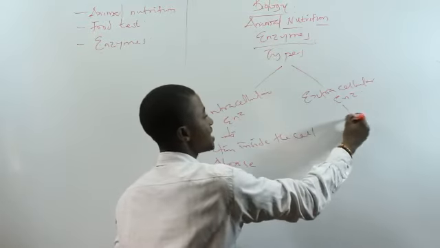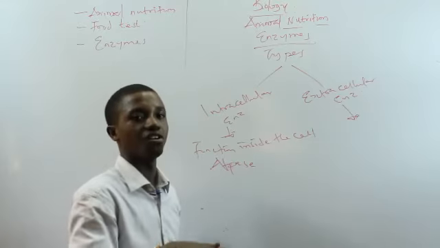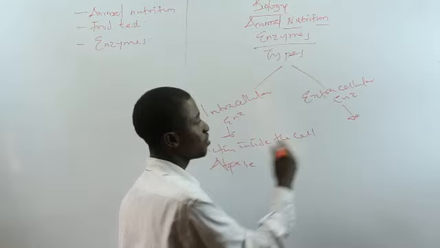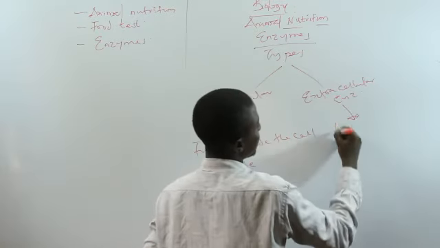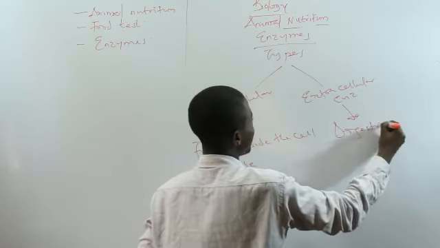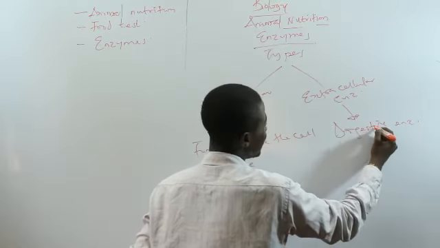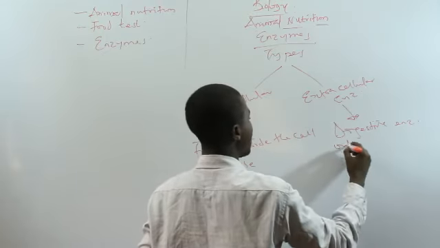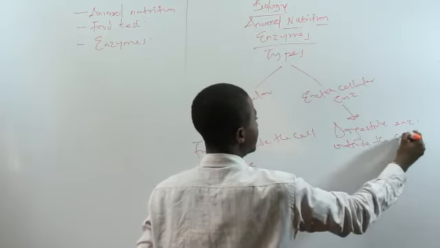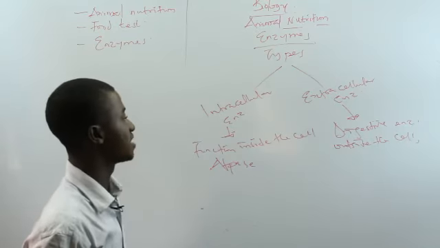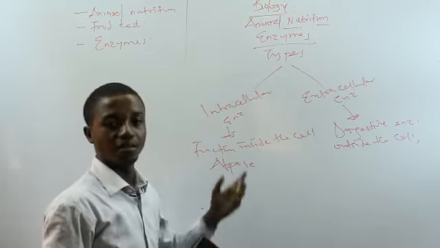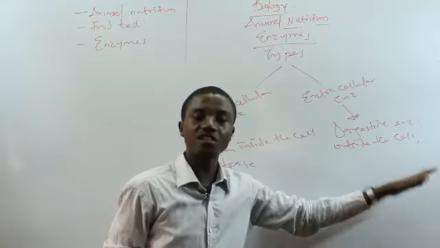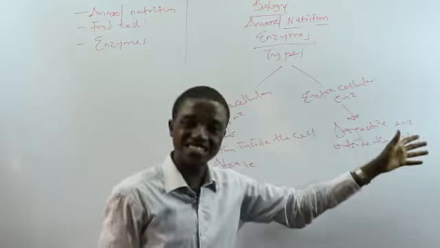Now, extracellular enzymes are enzymes that function outside the cell, not outside the body. Outside the cell, in the body. A very good example of the extracellular enzymes are the digestive enzymes. They function outside the cell. Intracellular enzymes function inside the cell. Examples are enzymes that are found in the mitochondria, the ATPase. Extracellular enzymes function outside the cell. Examples are the digestive enzymes.